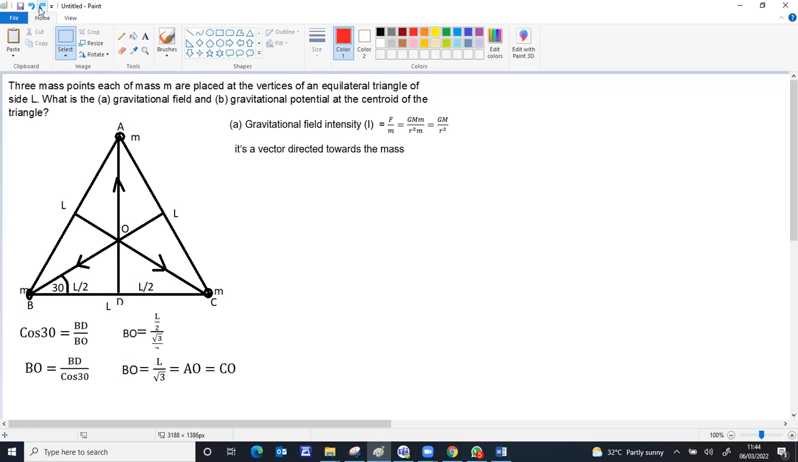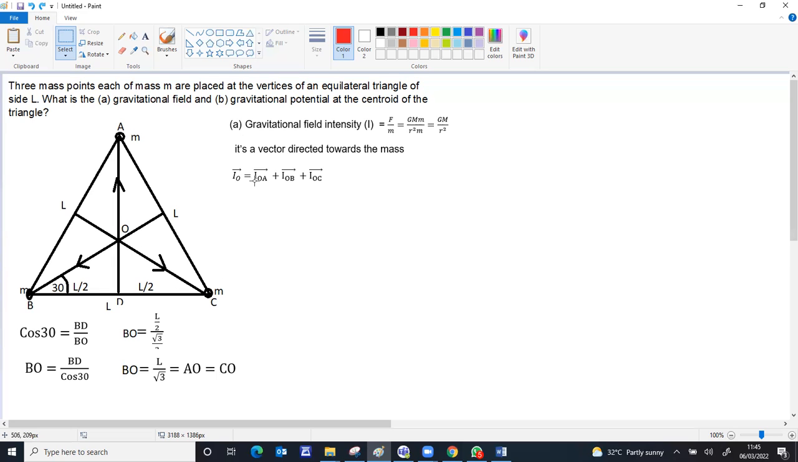Important, it's a vector quantity. The direction of the gravitational field is always due to the attraction of the mass, so it is towards the mass. The field of the mass at A is directed towards A, of B towards B, of C towards C. That's an important point: it's a vector quantity directed towards the respective masses. So the total gravitational field intensity at O is the vector sum of the field at O due to the mass at A, at O due to the mass at B, and at O due to the mass at C.